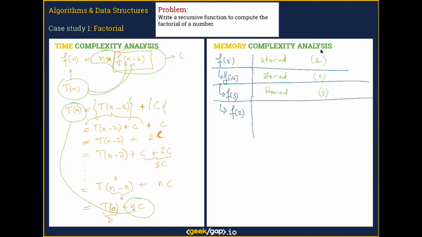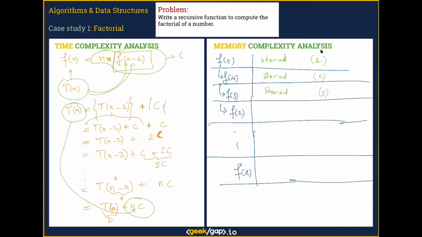If you follow the pattern, at the time we reach factorial of 1, how many slots have we stored? It will be 5. Yeah, 5 slots, sorry. So it means that the memory complexity is linear. It grows with the size of your problem. And this is inherent to every recursion problem, really.